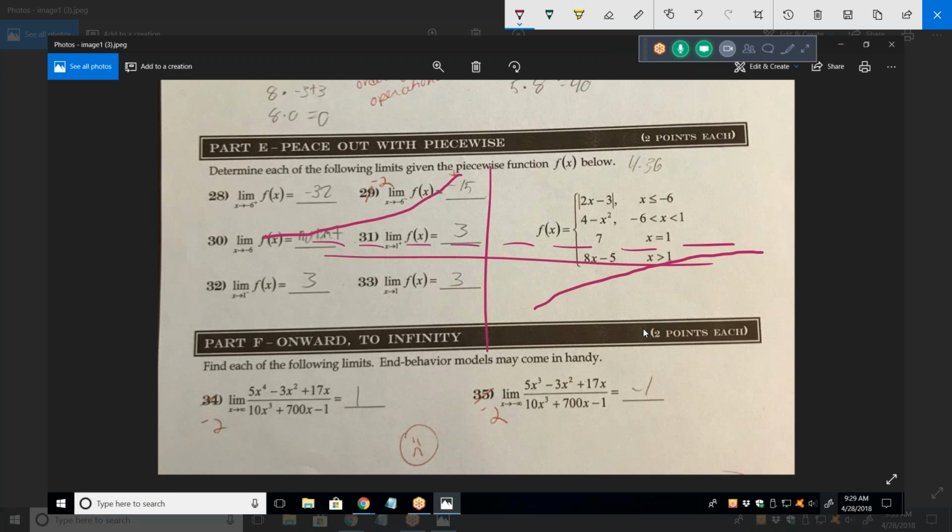Essentially what they're asking is the limit when you have the same power in top or bottom. The only key thing you need to know with both of these problems is that the only important terms are the highest power of x. Everything else is irrelevant. In other words, this becomes: what's the limit of that? And what's the limit of that? It's the only thing that you look at.